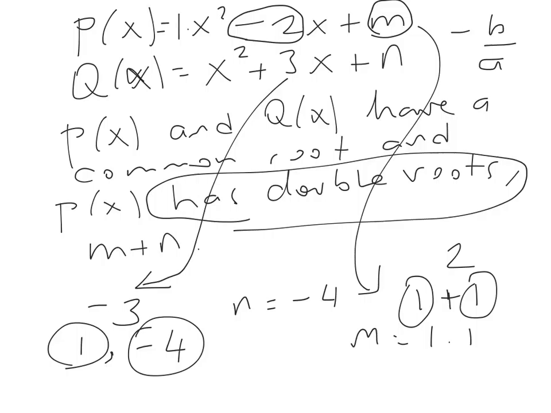What is m plus n then? It doesn't take a scientist to answer this question. M equals 1, n equals negative 4, m plus n equals negative 3.